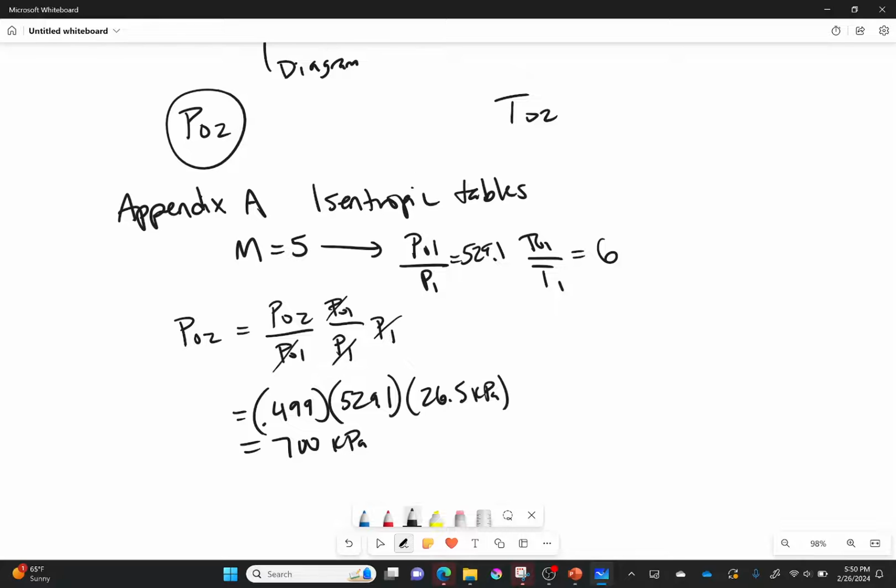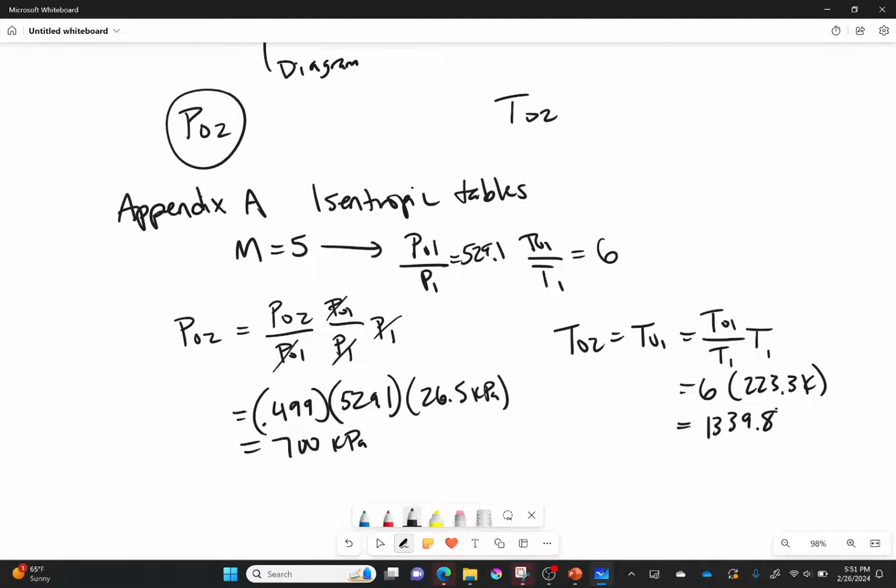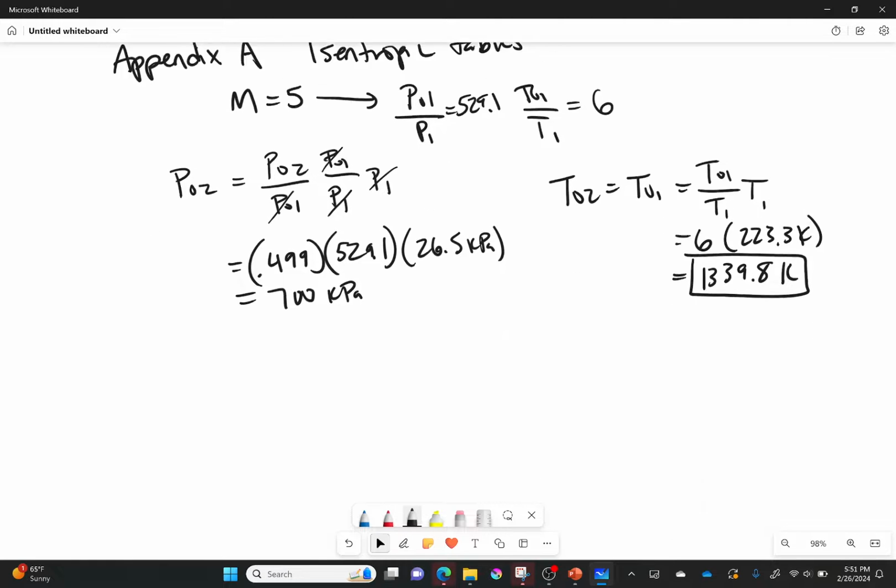Now we're going to do a very similar process to find our total temperature afterwards. Luckily for us, the total temperature doesn't actually change. So T02 is going to be equal to T01. That's not changed by your shock wave. And so that's going to be equal to T01 over T1 times my initial temperature. So I plug in the numbers I have. I have 6 and I have 223.3 Kelvin. That comes out to be 1,339.8 Kelvin. Glorious.